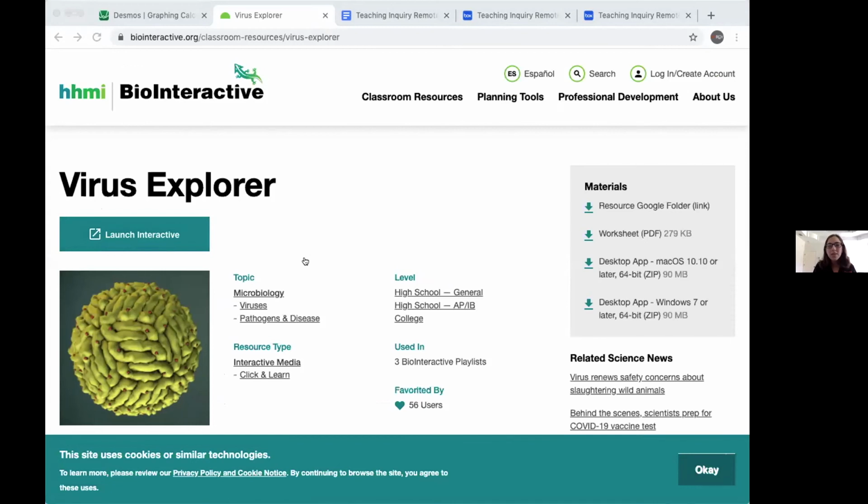And I love this one because you can go in and you can move around the virus, look inside, compare the relative sizes of viruses, and you can also, let's see, go back. You can also have them compare things like what kind of genome is it? Is it a DNA virus? Is it an RNA virus? How does the transmission occur? Who are the hosts? Is there a vaccine available?